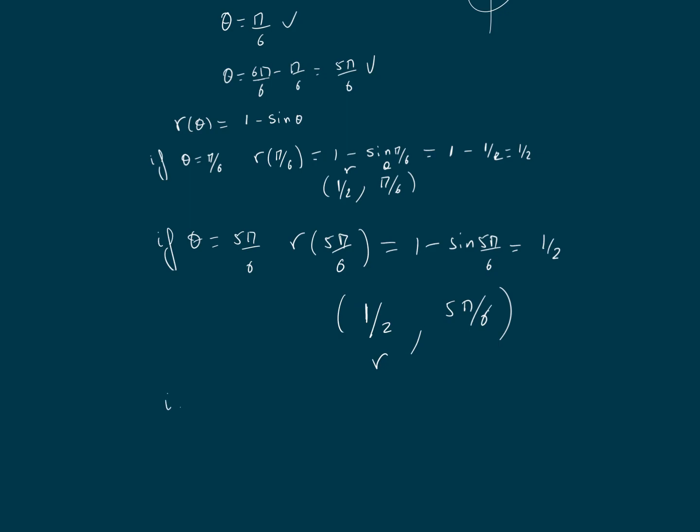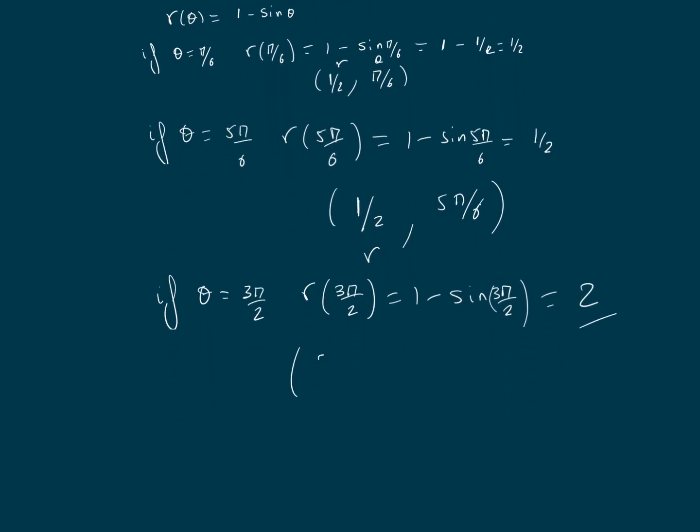So if theta equals 3 pi divided by 2, r of 3 pi divided by 2 is 1 minus sine of 3 pi divided by 2. And sine of 3 pi divided by 2 is minus 1. So 1 minus minus 1 is 2. So the point is the point 2, 3 pi divided by 2. So these are the 3 points that have horizontal tangents.